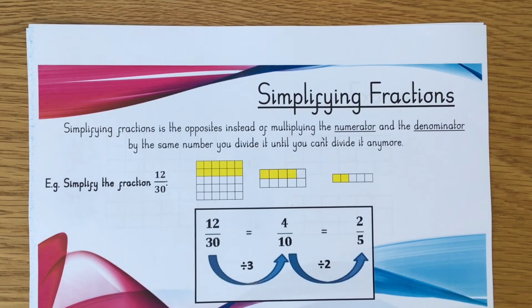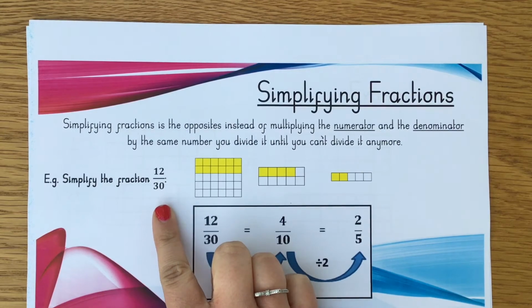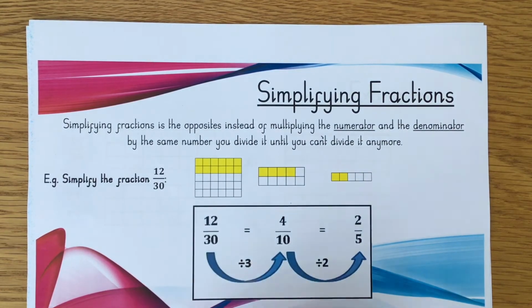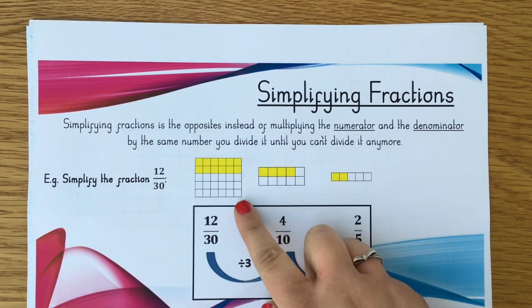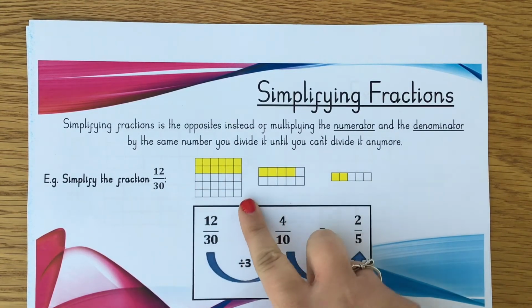Okay, now we're going to move on to simplifying fractions. Now this is where we are making fractions smaller. So it's the opposite. Instead of multiplying the numerator and the denominator, we divide by the same number this time. So in this example, I'm looking at simplifying the fraction 12/30ths. Okay, so here I've shown you 12/30ths, so I've got 12 shaded, 30 in total.